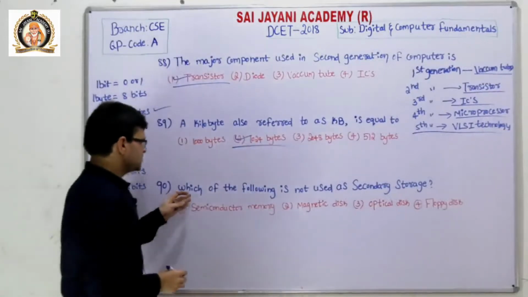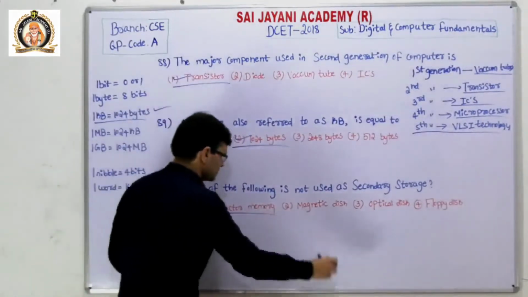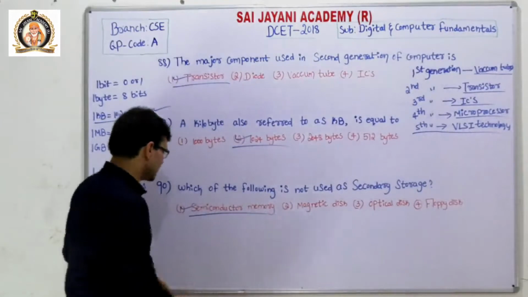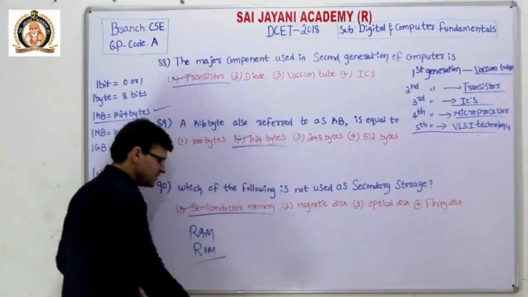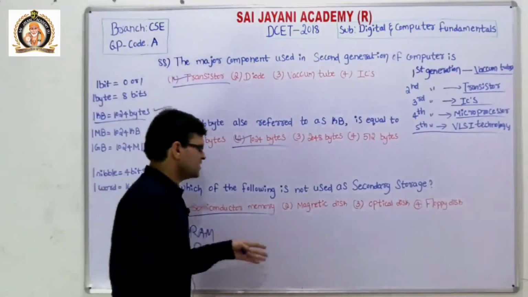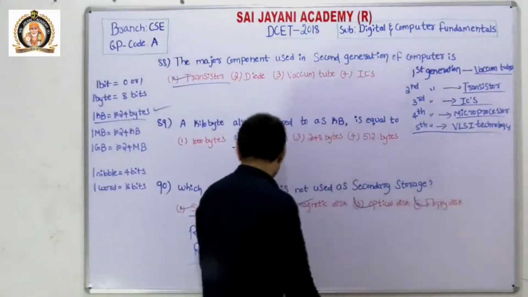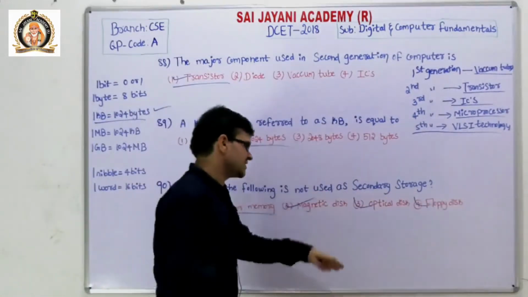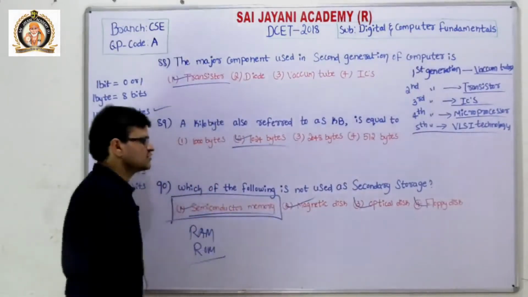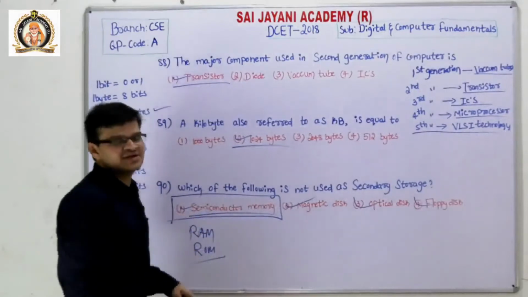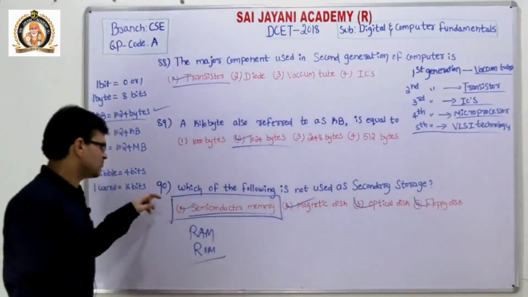For question number 90, which of the following is not used as a secondary storage? That is the semiconductor memory, because semiconductor memory, like RAM and ROM, is fabricated in the motherboard. So this cannot be used as secondary storage. A magnetic disk, optical disk, and floppy disk are used as secondary storage, but semiconductor memory is not, because it is fabricated inside the motherboard. So the right option is the first one for question number 90.